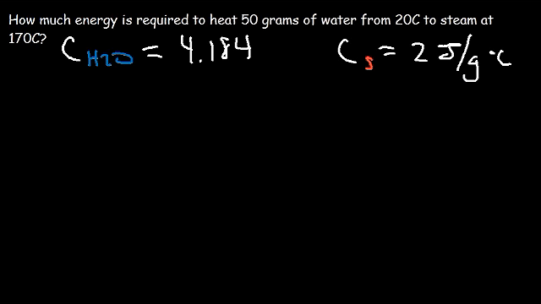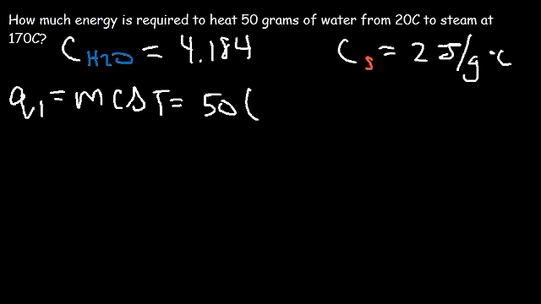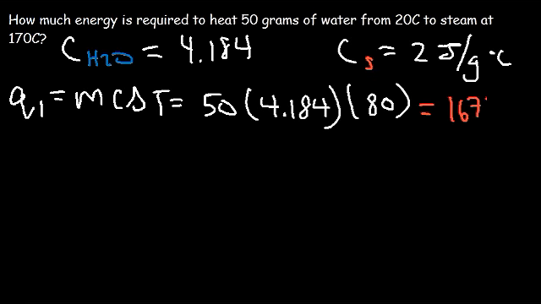So let's calculate Q1. Because it's a temperature change, we're going to use the equation Q = mcΔT. The mass of water is 50. The heat capacity of liquid water is 4.184. And the temperature change of liquid water is from 20 to 100. Past 100, it's no longer liquid. So it has to increase by 80 degrees Celsius. That's 100 minus 20. So 50 times 80, that's 4,000, times 4.184. So it requires 16,736 joules to heat liquid water from 20 to 100 degrees Celsius.